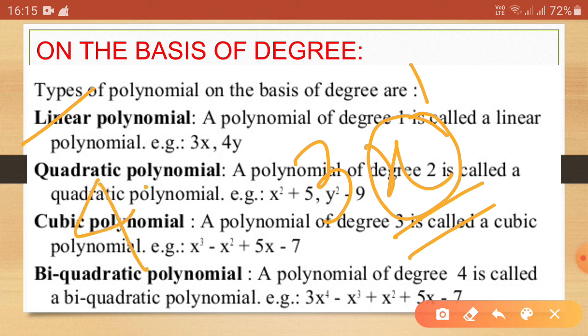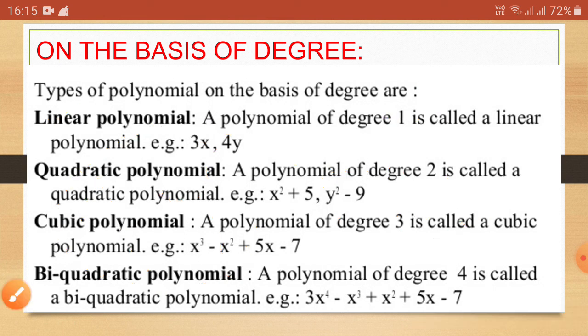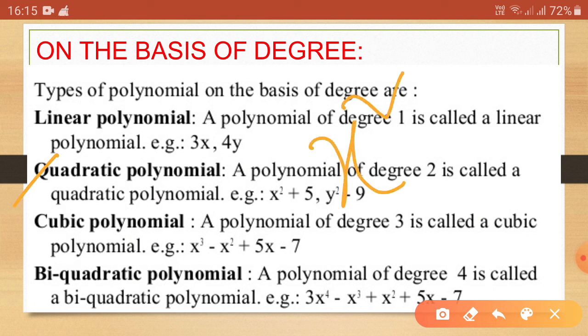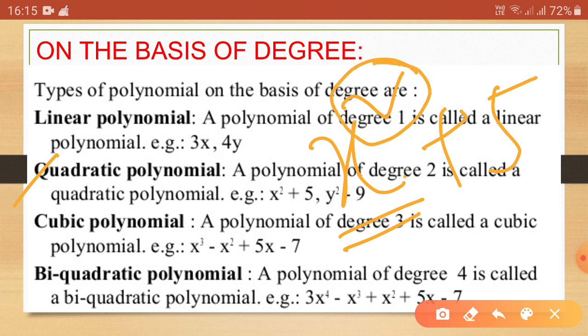So if I write 4y, it is also an example of linear polynomial. Okay, next is quadratic polynomial. If the expression is x square plus 5, here the exponent of variable x is 2, that means the highest degree of the polynomial is 2. So if the degree of the polynomial is 2, then it is known as the quadratic polynomial.